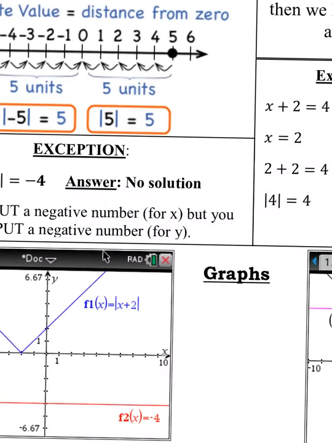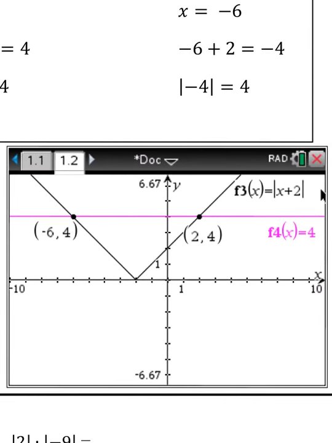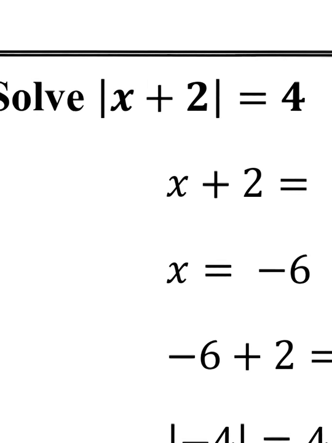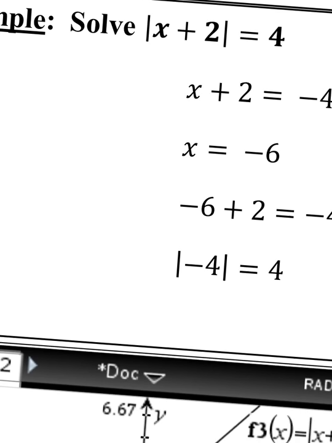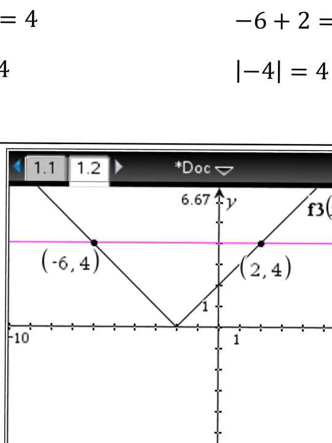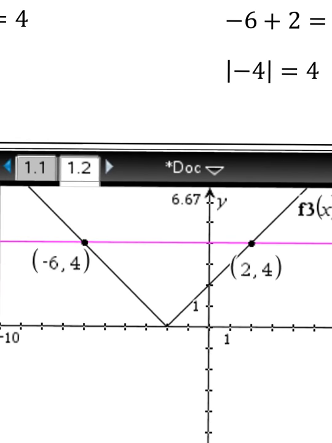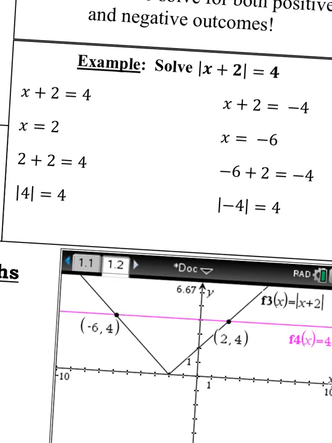Looking at the graph, you're going to graph the left side of the problem, absolute value of x plus 2. That's what I mean by the left side. And then in a separate line, you're going to graph 4, okay? So the line y equals 4 intersects the graph of absolute value x plus 2 two times. It intersects at -6 and 2. That's what we just solved for algebraically right there.